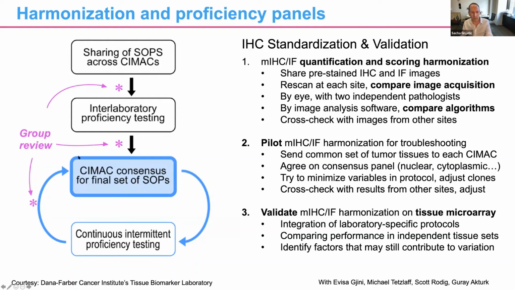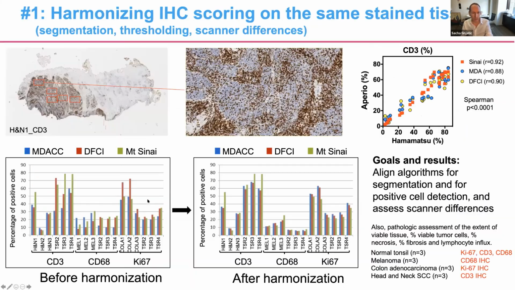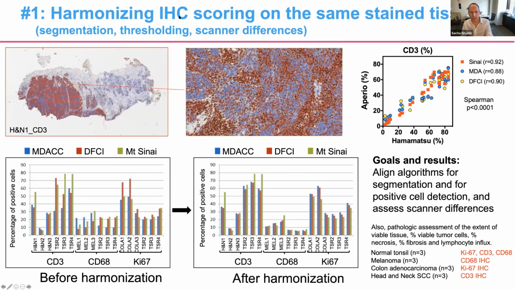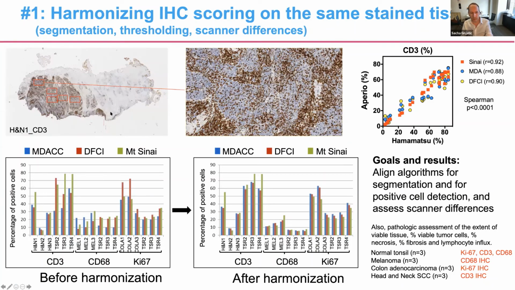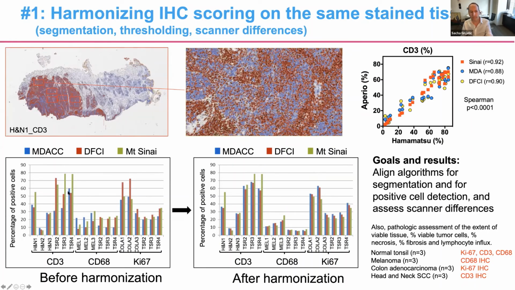So this is a continuous review step that goes from the SOP sharing all the way to proficiency testing, which we'll continue to do to this day. So the first step was harmonizing the IHC scoring algorithms. We sent these pre-stained slides and selected 5 regions of interest at each site, and then asked the sites to quantify them the way they would normally do it, and compared it, and eventually adjusted how much segmentation should be happening, whether we were over-segmenting some cells, and whether some of the positivity calling was maybe too sensitive or not sensitive enough in some sites.